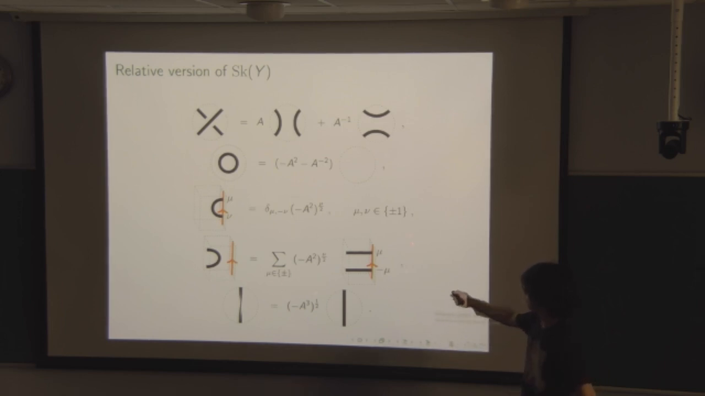But the most important ones are these two. These two are the relations that did not exist in the ordinary Kauffman bracket skein module. So if this orange line is an edge of a boundary marking, and we have this just C-shaped tangle with states mu and nu, then it can be evaluated to a number which is 0 if mu and nu are the same, and it's some power of minus a squared if they are different.